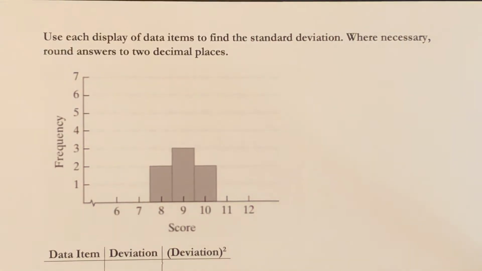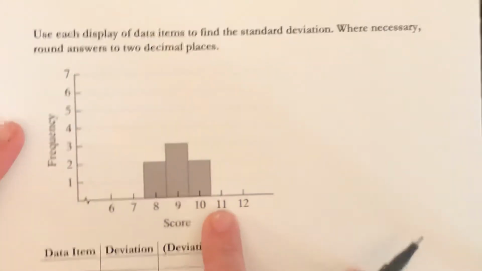This is part 3 of section 12.3. We want to use this histogram that we're given to find the standard deviation, and then we're going to round to 2 places if we need to. So the first thing we need to do is to get our data items off of this chart, this histogram.